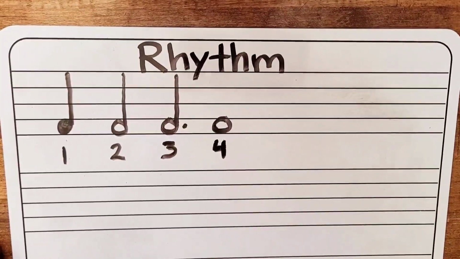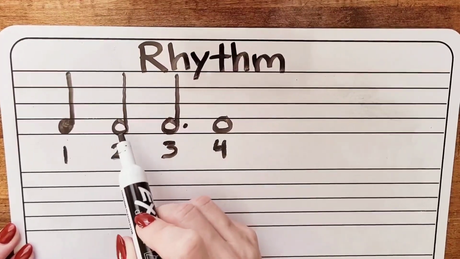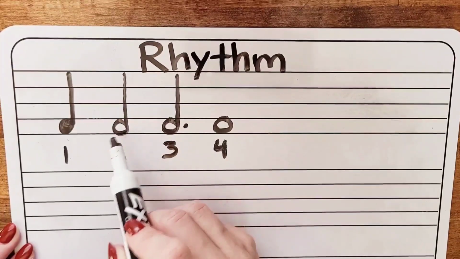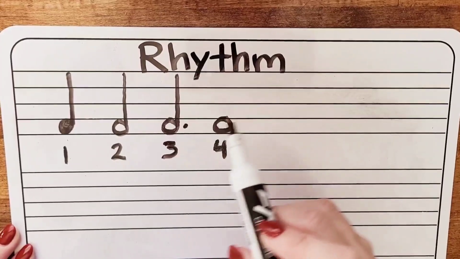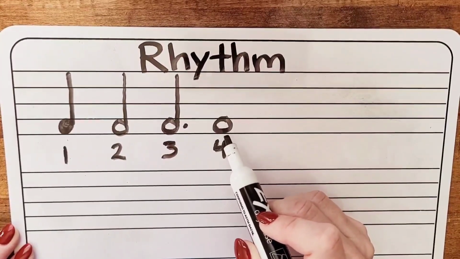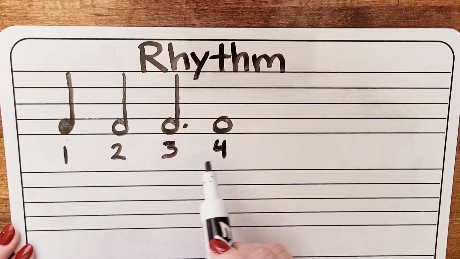For us to review so far, we have a quarter note or a crotchet. We have a half note or a minim. We have a dotted half note or a dotted minim. And we have a whole note or a semibreve. This one gets 1 count, 2 counts, 3 counts, and 4 counts.